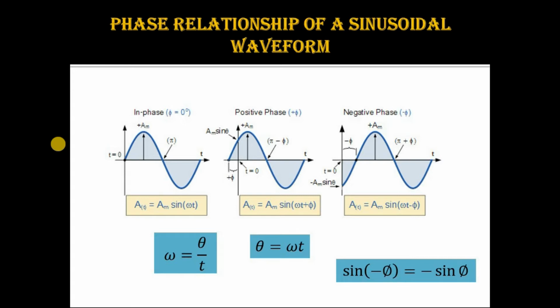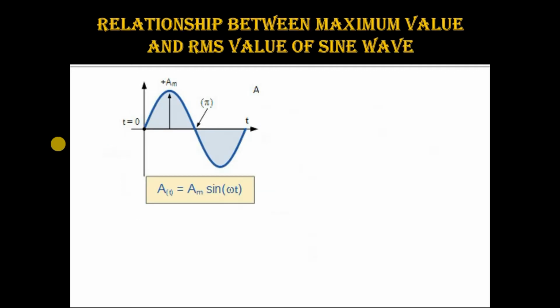Okay, now you know how to write the phase relationship of a sine waveform. A sine waveform can be a normal sine wave, or a phase advanced sine wave, or a phase delayed sine wave. So under all the cases, you know how to write the defining equations. Now what is the relationship between the maximum value and RMS value of the sine wave?